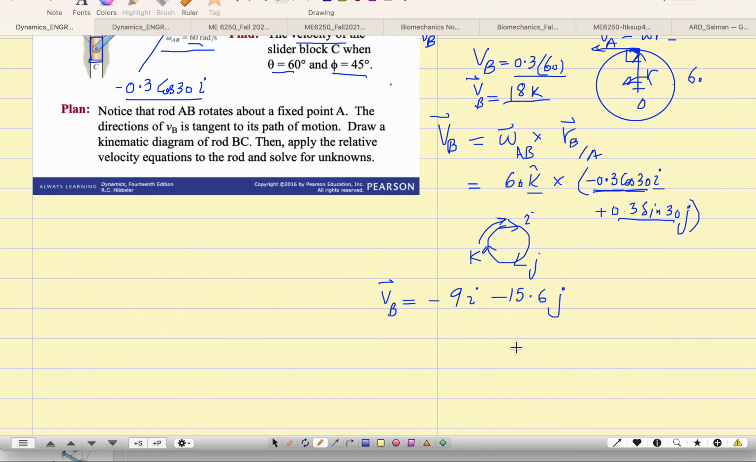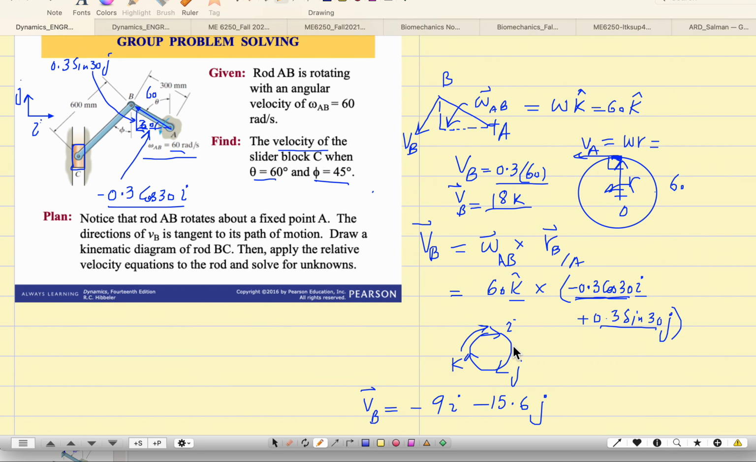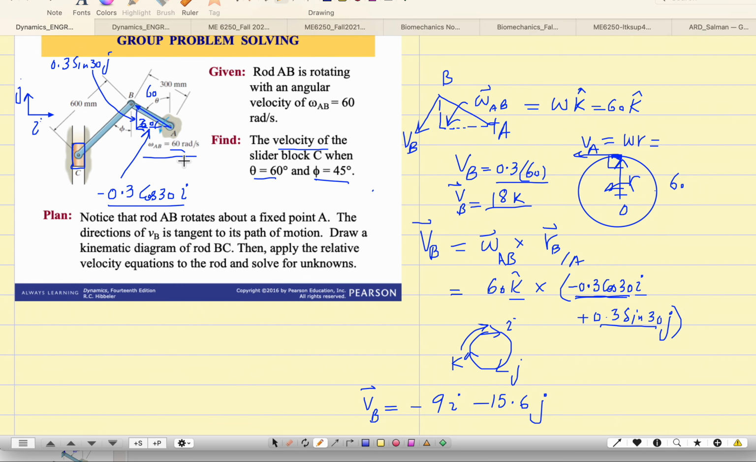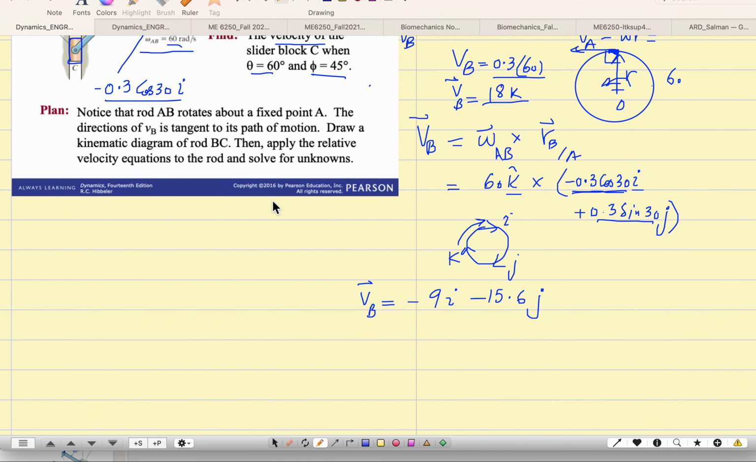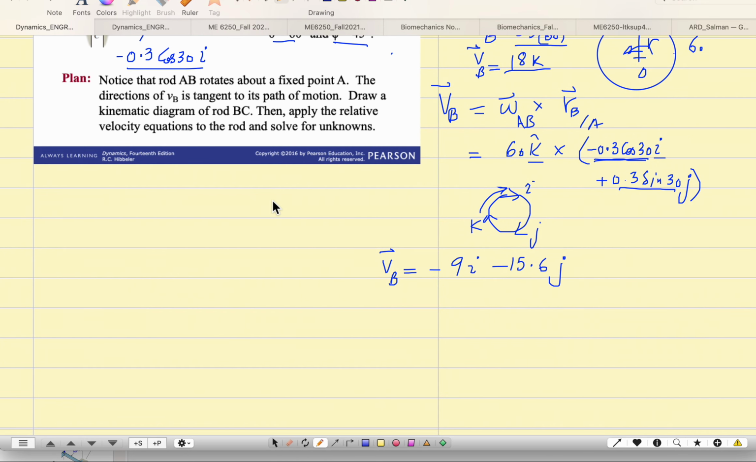Please correct me if I'm making some mistake. Do you get this answer? Negative 15.6 J. The angle is 60, but I'm using 30. Is it correct? That's what I got. Yeah, one student verifies this is correct.